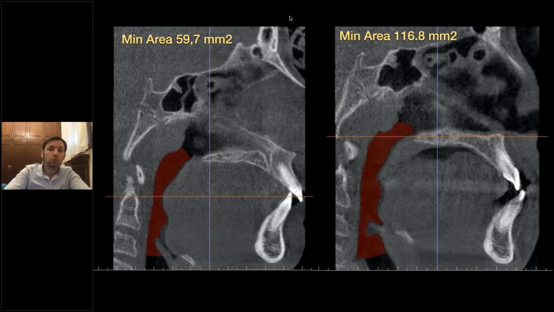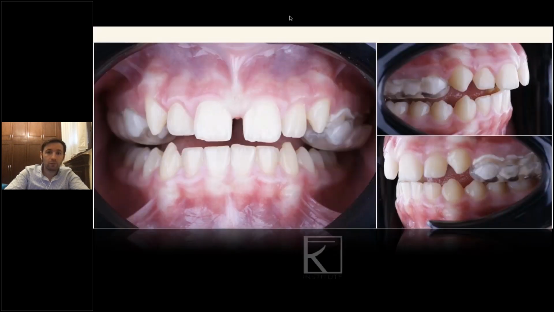And look at the results. The minimal area doubles. So when I see that it really works, that is the moment when I decide on my treatment protocol. And what am I going to do with this patient? I'm going to make a disjunction, and after the disjunction, I'm going to make an advancement with the Class 2 motion. And you can ask me, Peri, why didn't you put the motion first?